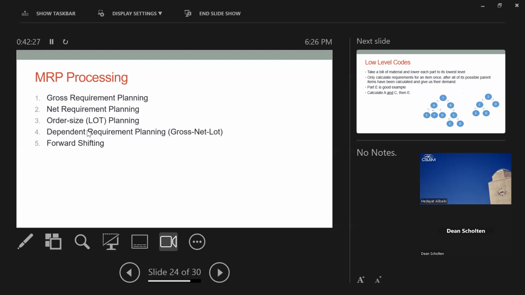So sometimes I have a backlog. The gross requirement for this period is 100 units, but I have a backlog of 20 units. So the net requirement in this period is 20 from that period plus 100, so 120, in order to be able to meet the requirements of this period.